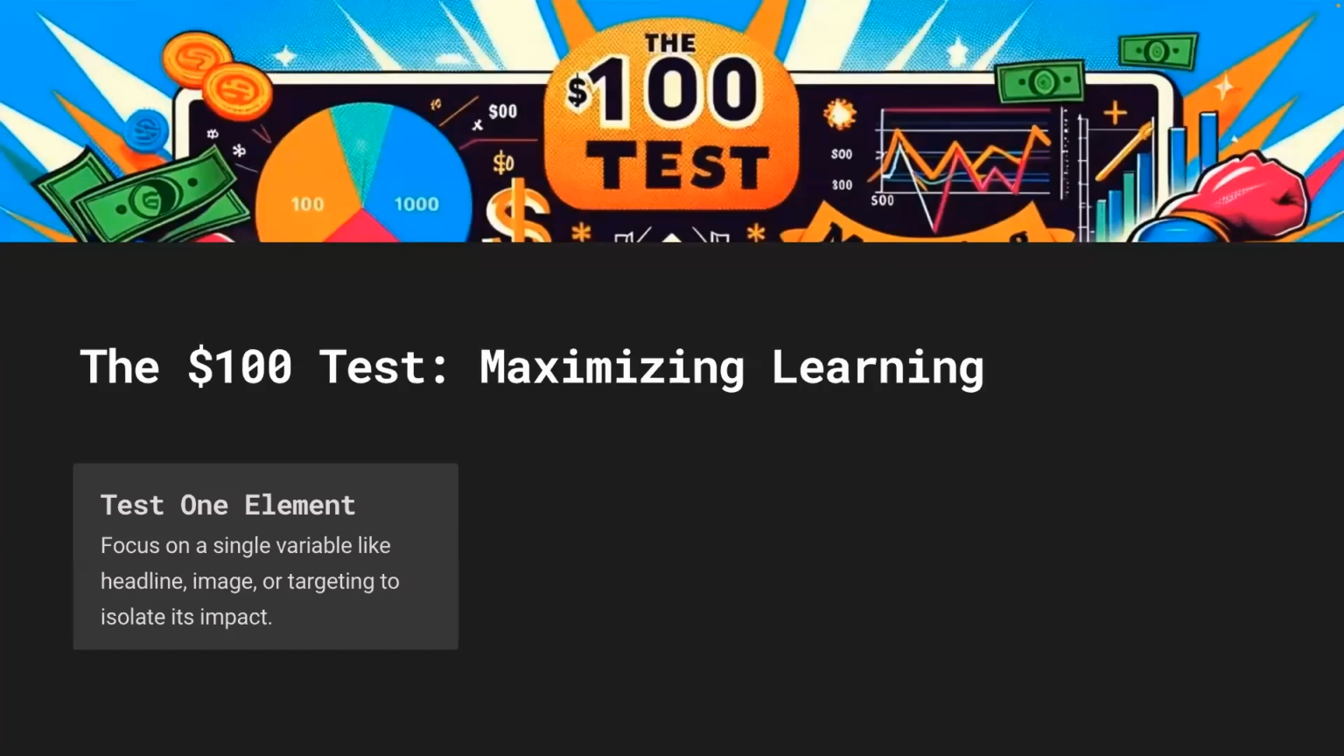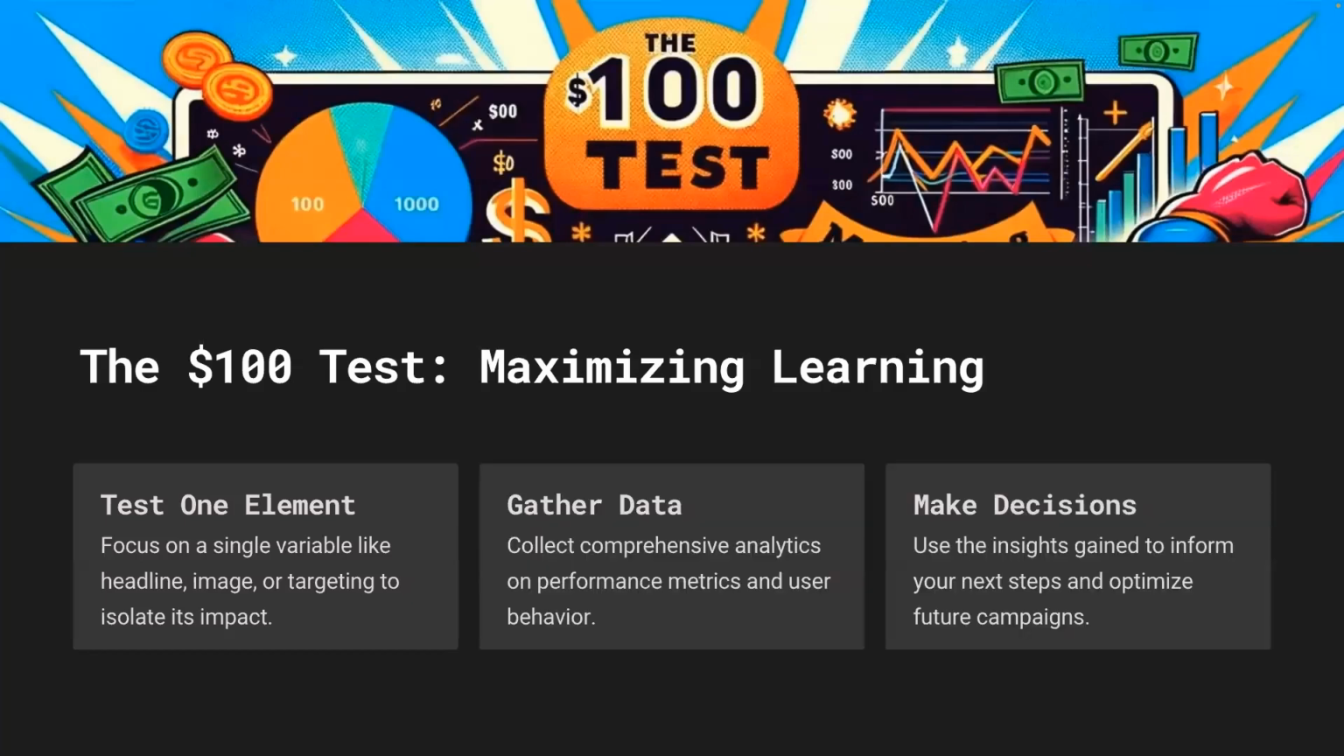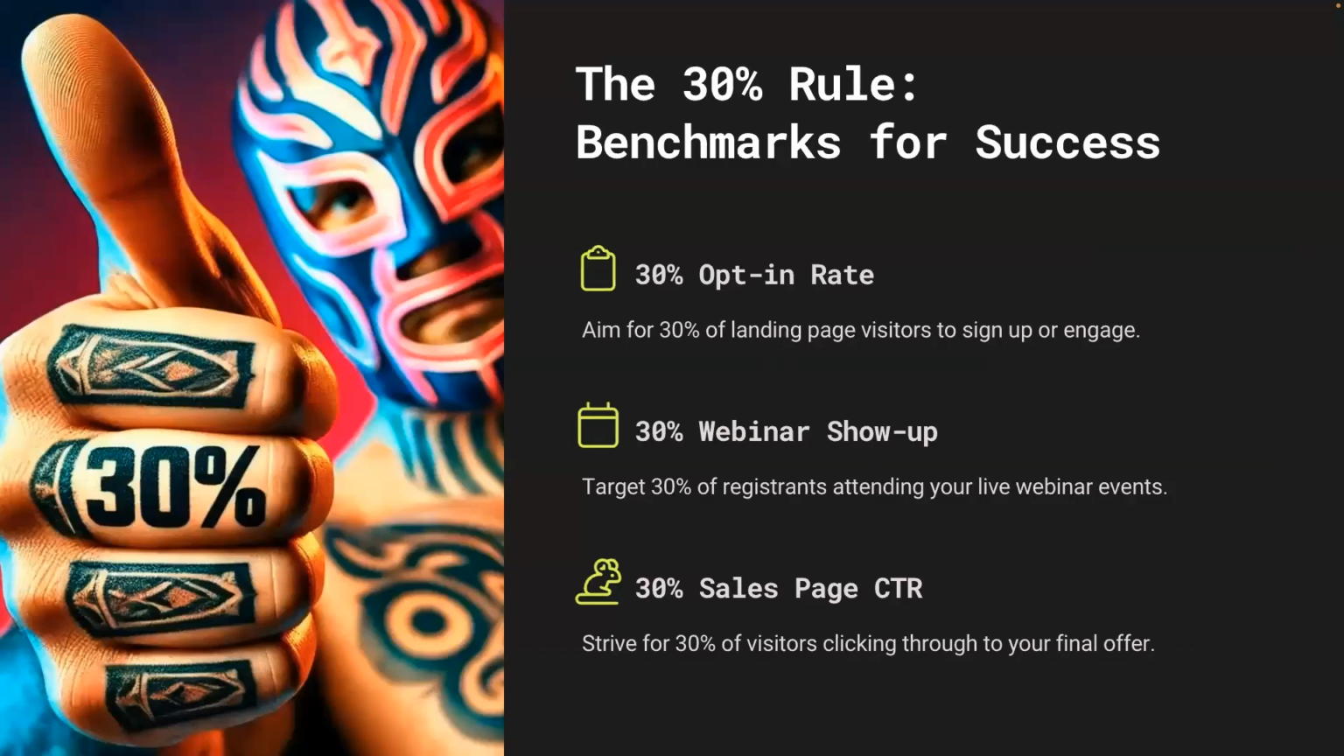I'm going to have to spend over $100 as I'm getting people to my website to optimize it and understand what people are doing on my site. But I can absolutely, for $100, test an element, gather data, and make some really good decisions. Here are my rules for moving people through the funnel.